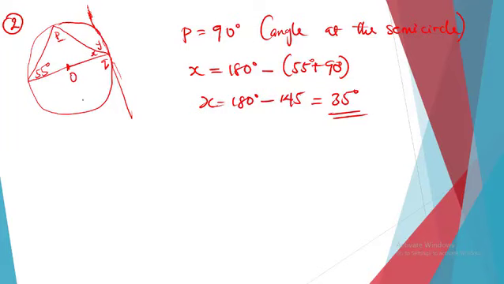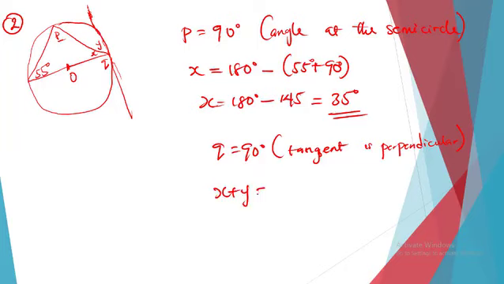Okay, now we have Q here. What's the value of Q? Q is equal to 90 degrees. That's the value, because the tangent is perpendicular. Okay, so our Q is 90 degrees. Okay, then we have X plus Y to be equal to what? 90 degrees. X plus Y is equal to 90 degrees.